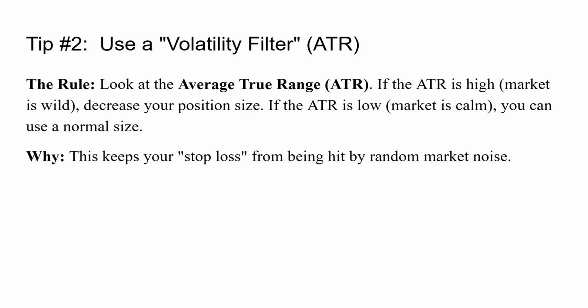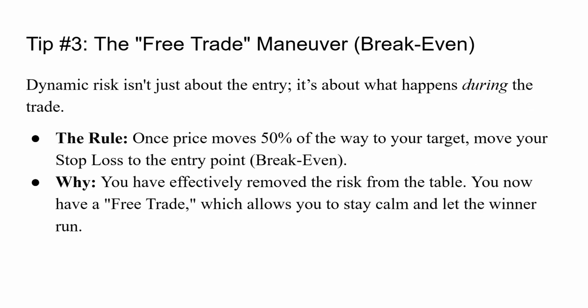Tip number 2 is you can use a volatility filter like the average true range. So if the average true range is high, you can decrease your position size. If the ATR is low, you can use a normal size. It does help you figure out your stop loss and keep it in the context of the market as it's happening. And I'll show you this as well on the charts.